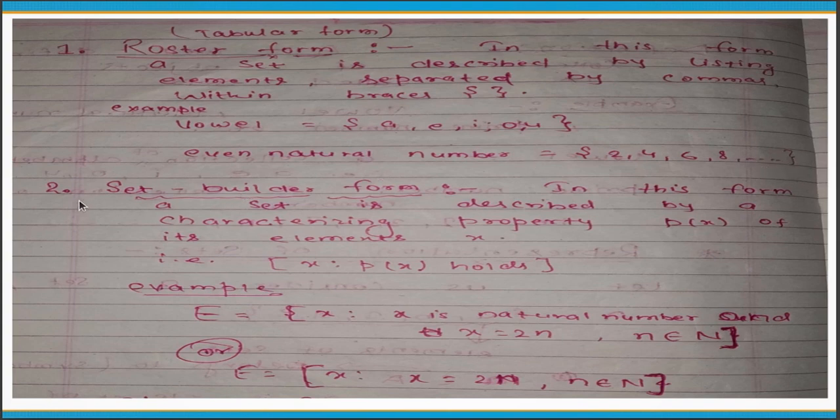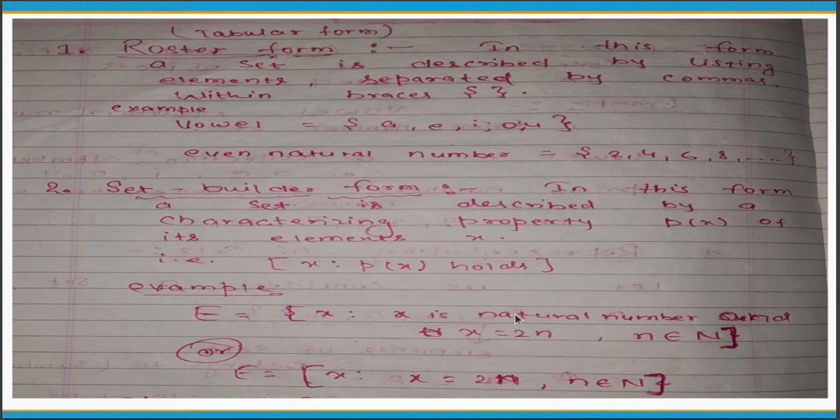Now second form is set builder form. In this form a set is described by the characterizing property P(x) of its elements x, that is, x is such that P(x) holds, like this. For example, say this is the set of even numbers. Here is the characterizing property of even numbers.